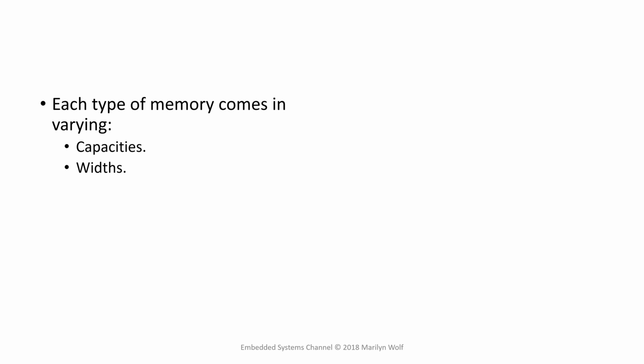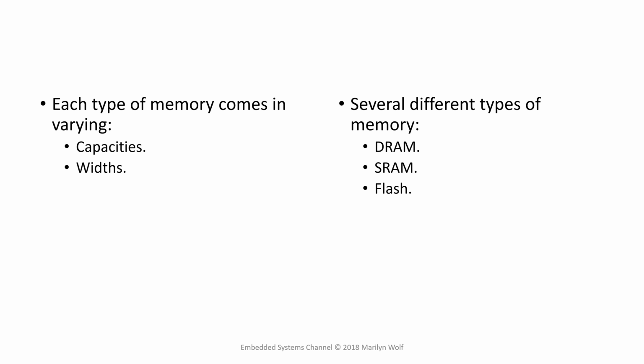Memory components can come in different capacities, different sizes, as well as different widths. We can have a memory that has a small number of bits on its input-output pins, or a wider number of bits. We can also have different memory technologies: dynamic RAM or DRAM, static RAM or SRAM, and flash.